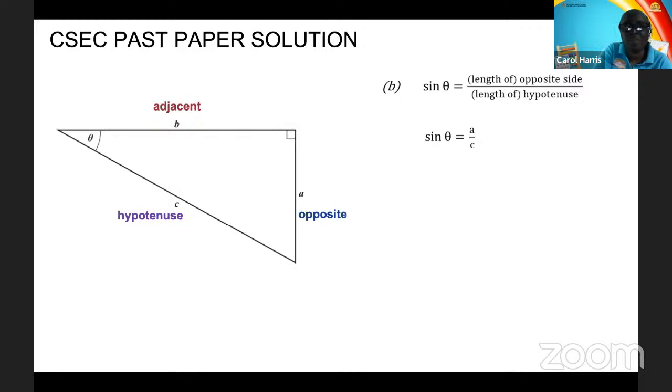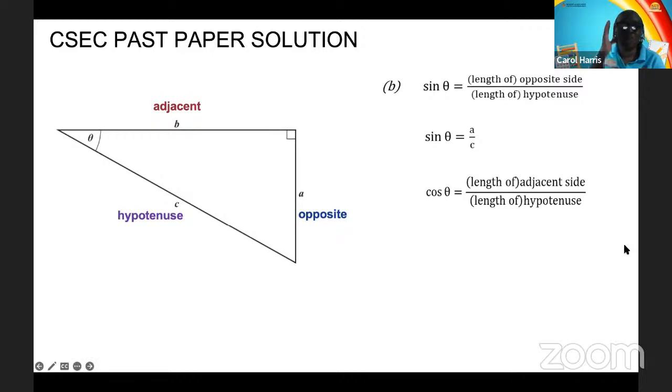What about cos theta? We know it can't be A over C because we just cleared that that was sine theta. So it will be cos theta, B. I'm not talking French. B. So it's B divided by C. Excellent. So they asked us for, keep your question in mind now, students, sine theta plus cos theta. So now we're going to put the two ratios together with a plus sign.